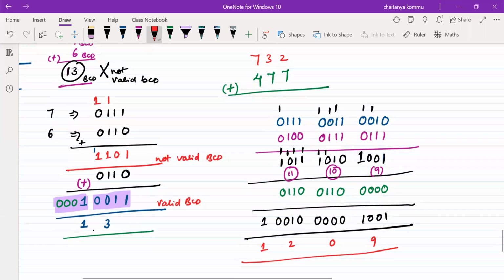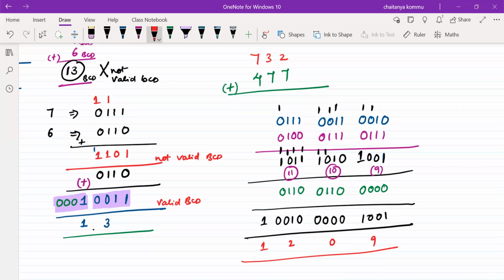So is it true or not? Let us verify. 732 plus 477. What is the value? 9. If you add these, 10 will come here. This is 12. Agreed? So this one and this one are the same. But we have to do it in this way. Please remember the BCD addition, and when the time comes, we will also discuss the excess-3 operation.